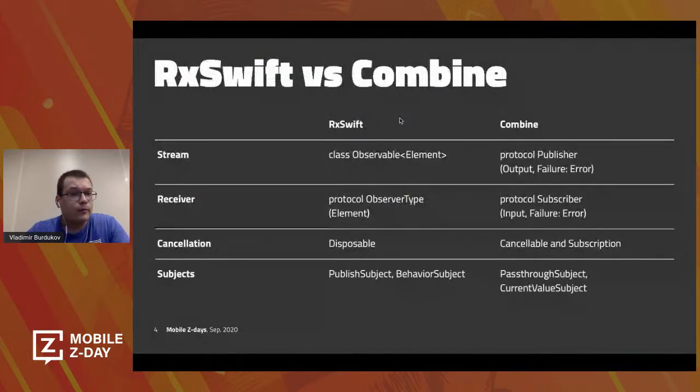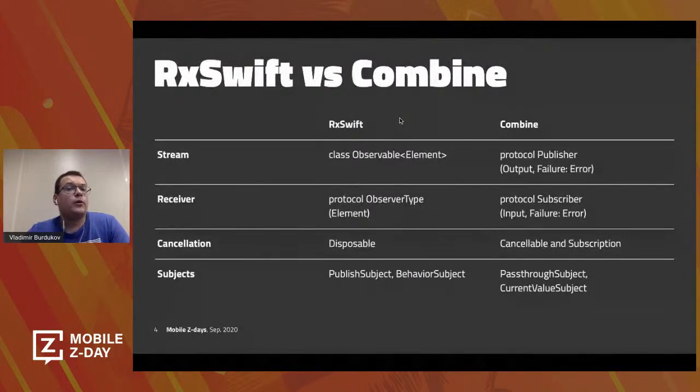So let's compare core stuff from RxSwift and Combine. As you may know, reactive programming is all about streams and changing these streams. So a core element of each reactive library is streams. In RxSwift, we can use the class Observable. It is a generic class with a generic parameter Element. In Combine, we have a protocol called Publisher with two associated types, Output and Failure.